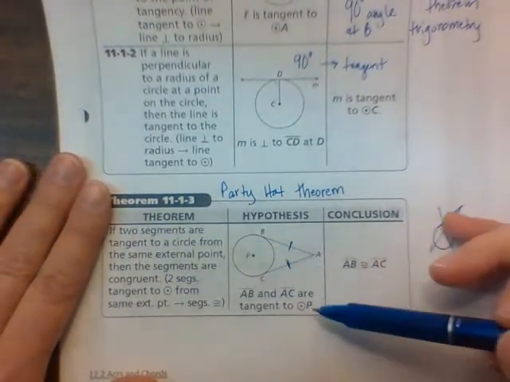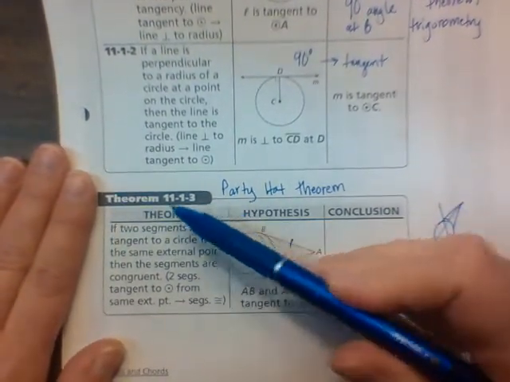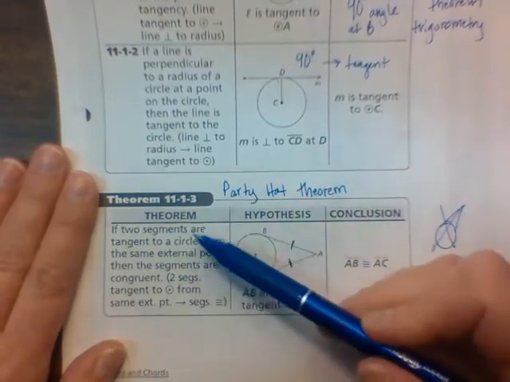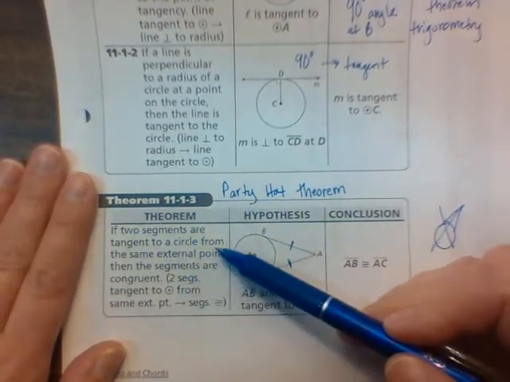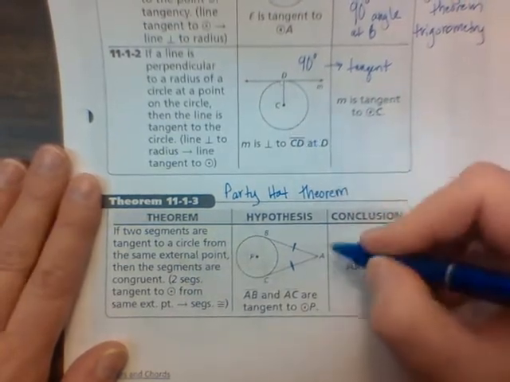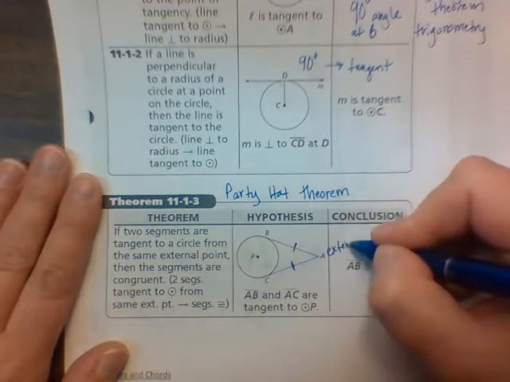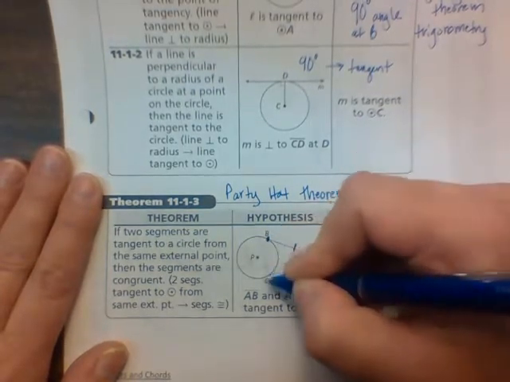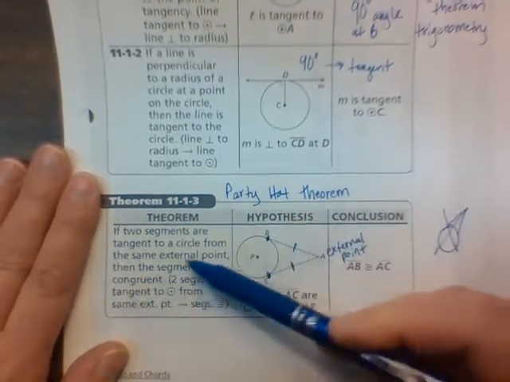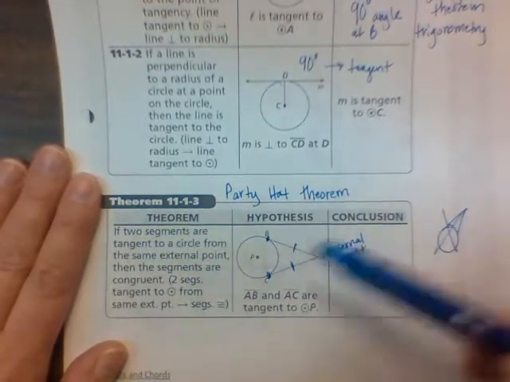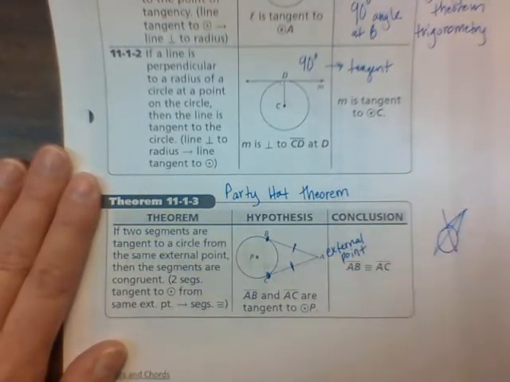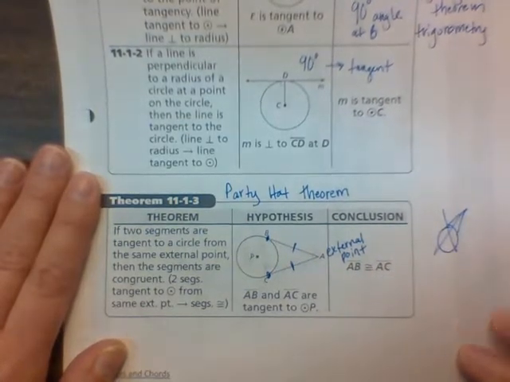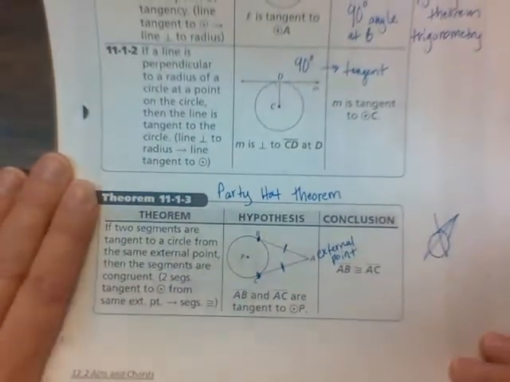So if we look at each of these, the official definition of Theorem 11.3, but we're calling it the Party Hat theorem, is if two segments are tangent to a circle from the same external point. So here's your external point. And the fact that they are tangent here and here, then the segments are congruent. So BA in this case and CA have the same length. So that's what's happening here. So if you see a party hat, yay, you have two sides that are the same. Yay for that.